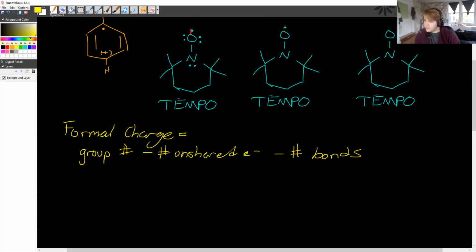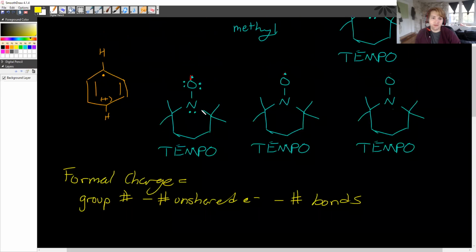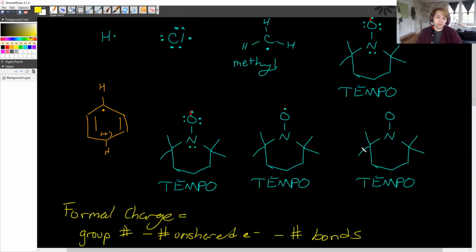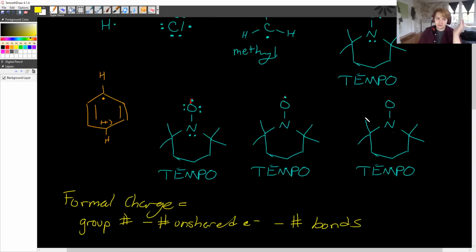So the big thing to know about radicals is that they show up in a few different places, and they're not necessarily this big bad ugly thing. Yeah, it's an unshared electron, which is, don't get me wrong, really reactive. And we're talking about atoms that are not at full octets, so once again, very reactive. But these aren't things that we can only generate in the lab.